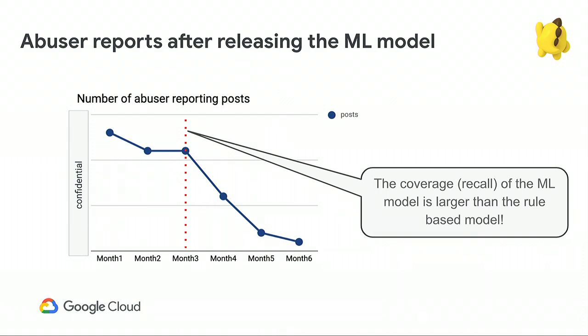This happened because the coverage of the ML model was much larger than the original rule-based model that Jason has explained. So that's it for the challenges we had, and let's move on to the next part.